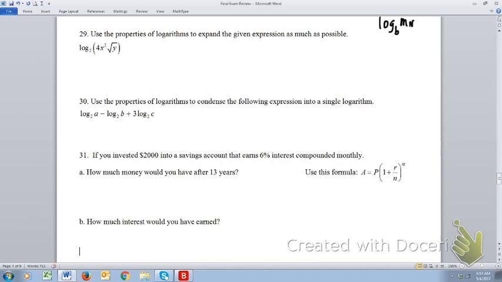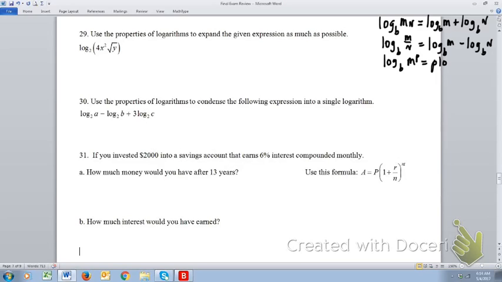So we have the log of a product. This is called the product rule. That's equal to a sum of logs, 2 logs added. We have the quotient rule, where we have the log of a quotient, and that's going to be a difference of logs. And then we have the log of a power, and that's where we move the power in front. So those are the properties that we have here.